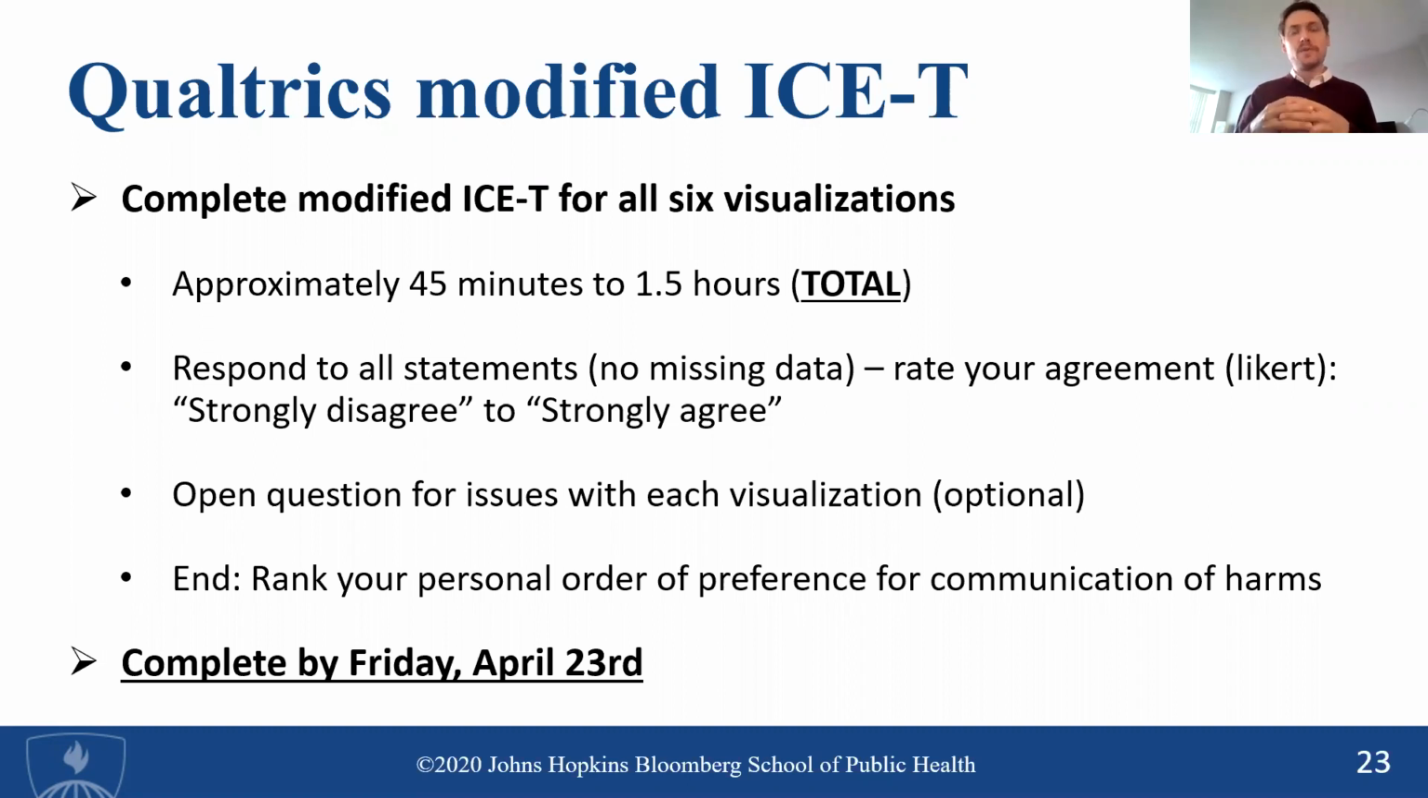The statements are all rated with a 7-point Likert scale. So you will read the statement and then say, do you strongly disagree or do you strongly agree, somewhere in between. And then each visualization has an optional open-ended question if there's something that you struggled with or thought was challenging to understand. At the end, we'll ask everybody to rank your order of preference for presenting a summary of harms data, which one you think is best, which one you think is worst, for presenting an overall summary to people. This should take you between 45 minutes to an hour and a half to complete.